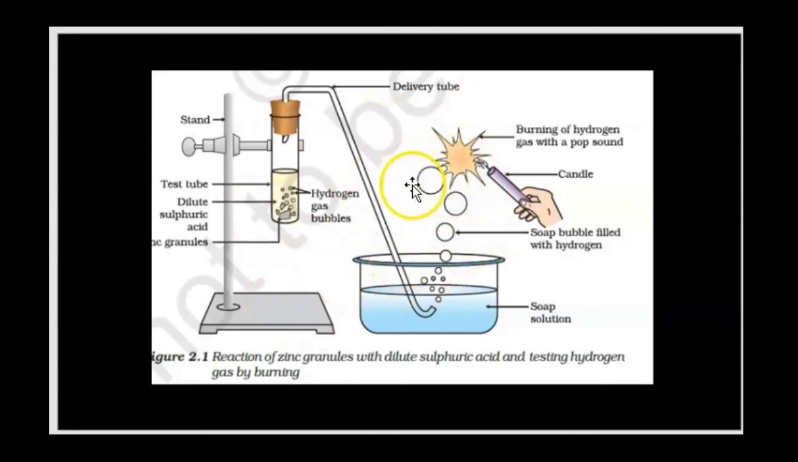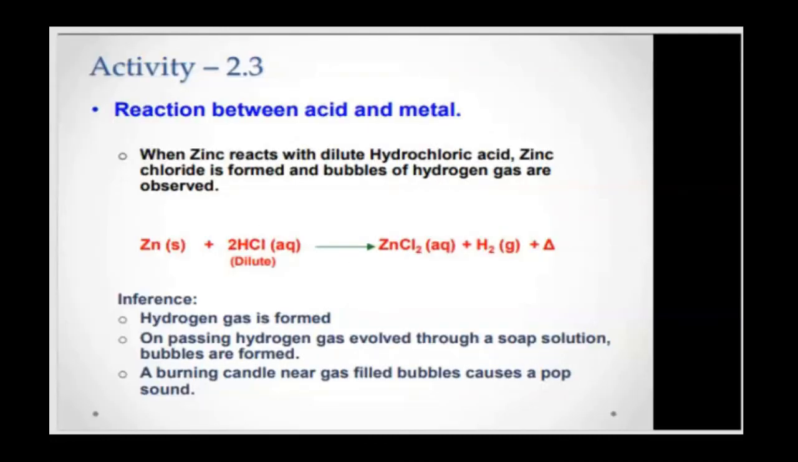The soap bubble filled with hydrogen gas gets burned off with a pop sound when you introduce a candle near the hydrogen gas. So what is the inference, or what actually happens? Zinc, when it reacts with dilute hydrochloric acid, gives a salt along with hydrogen gas, and the inference is that hydrogen gas is formed when an acid reacts with a metal. Whenever a metal reacts with an acid, hydrogen gas will be formed.